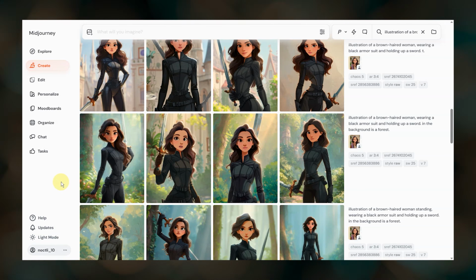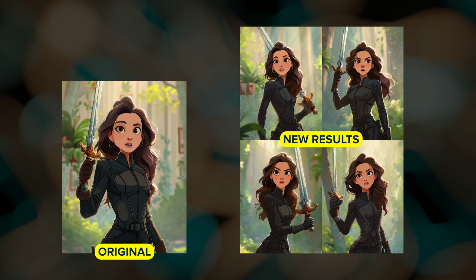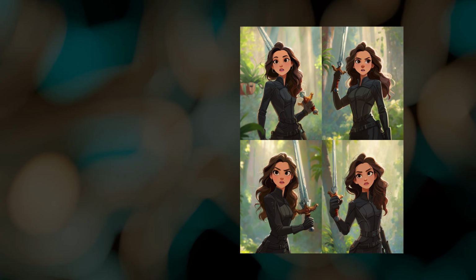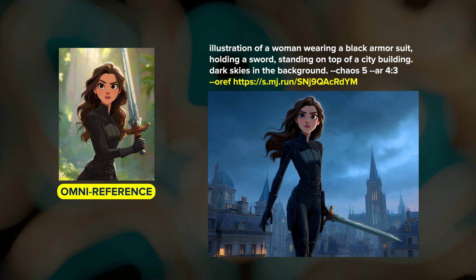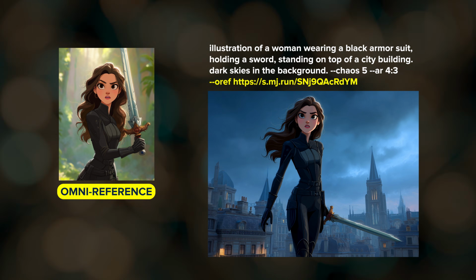And one more tip, once you get an image that you like, you can also create variations of that image by clicking very subtle or very strong. I used very strong to get these results, and then I used this image as an Omni-Reference in a new prompt to place her on top of a building with dark, moody skies. So try out this collage method and let me know what you think.